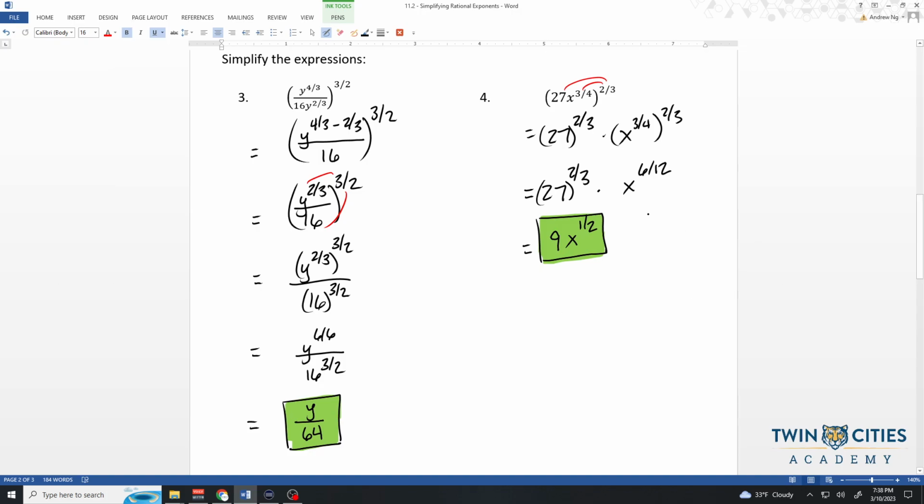Another way to have written this is 9 times the square root of x, since the square root of x is the same as x to the 1/2. Speaking of, let's talk about how we might simplify this with radicals.